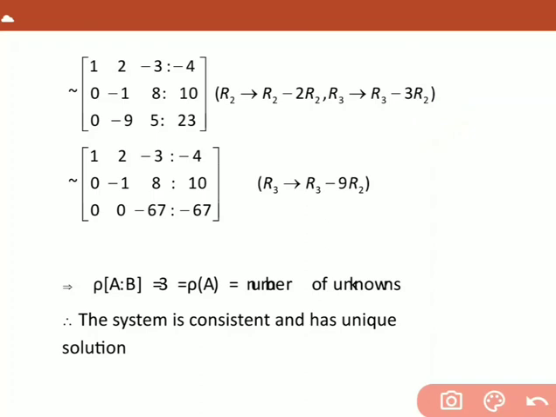This implies the rank of A colon B. There are 3 non-zero rows, so the rank of A colon B is 3. Similarly, the rank of the matrix A: here also we have 3 non-zero rows, so the rank of A is also 3. Therefore, the rank of A is equal to the rank of A colon B, so it has a solution. 3 is the number of unknowns, and we know from the previous session that if both the ranks are equal and equal to the number of unknowns, then the system is consistent and has a unique solution.